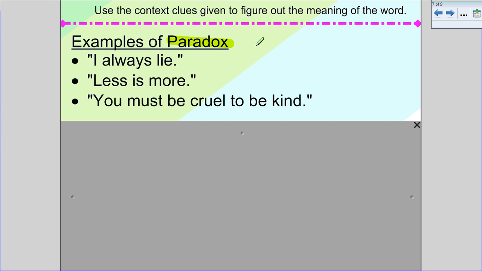If you say you always lie, are you lying or are you telling the truth? And how can you say less is more? If you have less, then how do you have more? And how can you be kind to somebody if you're actually being cruel?